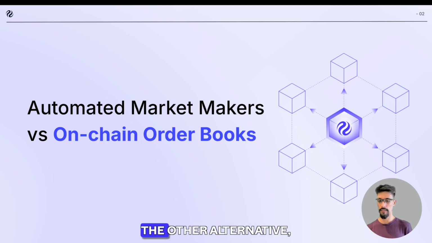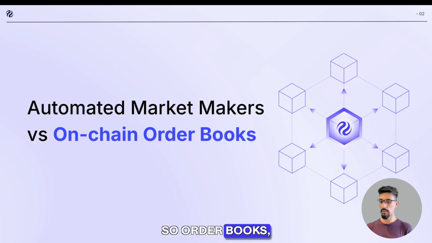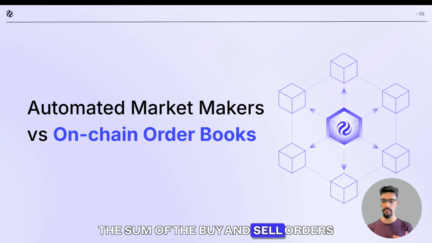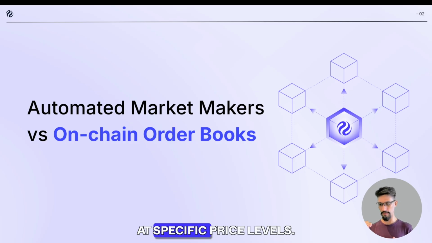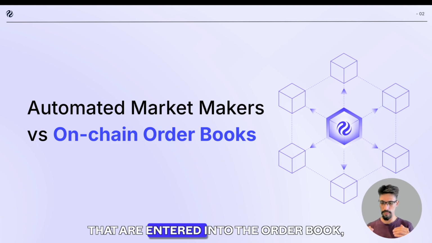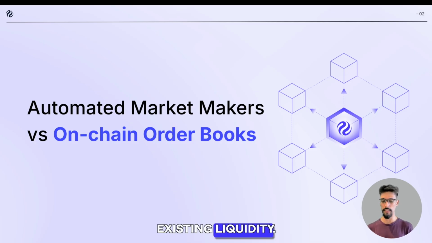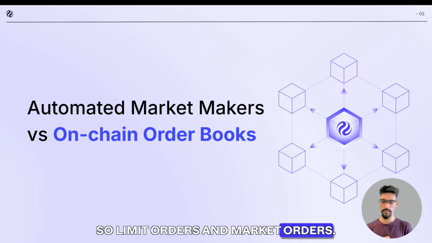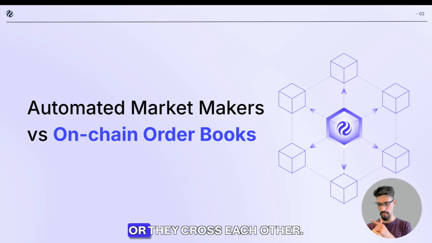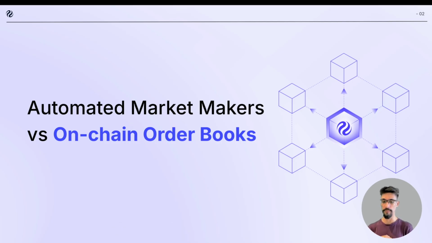Now let's talk about the other alternative, which is order book based exchanges. So order books structure liquidity from the sum of the buy and sell orders at specific price levels. So traders submit their limit orders that are entered into the order book, or market orders that consume existing liquidity. So limit orders and market orders. Matching occurs when the bid price and the ask price touch each other or cross each other. And so there is a strict price and time priority when that happens.